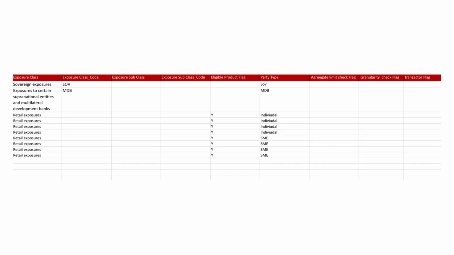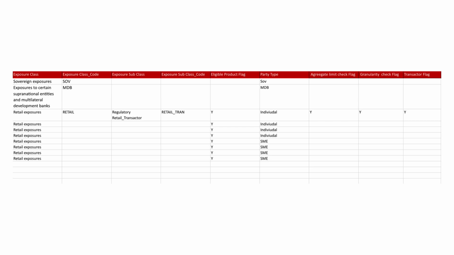In order to classify an account under one of these subclasses, we look at some data points or flags: aggregate limit check flag, granularity flag, transactor flag. The mapper table should consist of all the permutations and combinations of these flags for us to be able to use it as a lookup table to identify an exposure subclass in our fact table.